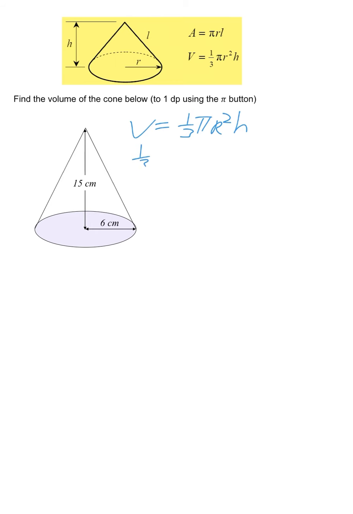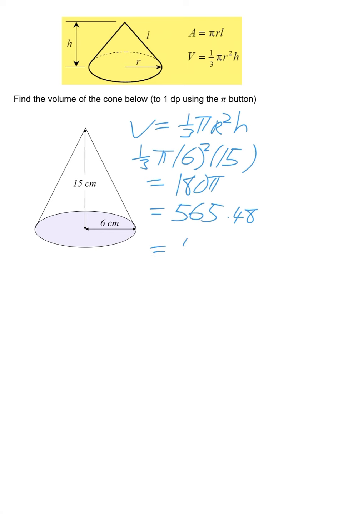So we have a third times pi times 6 squared times 15, and that would equal then 180 pi, then to one decimal place, so we have 565.48, which will equal 565.5, and then it's volume, so it'll be centimeters cubed.